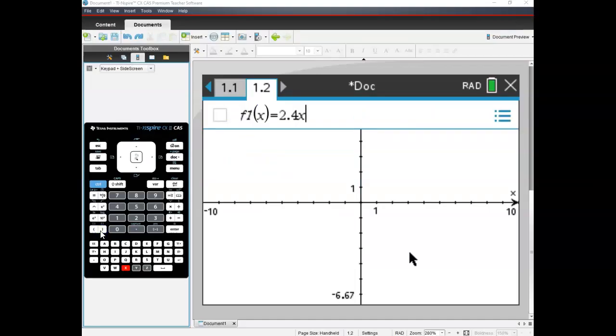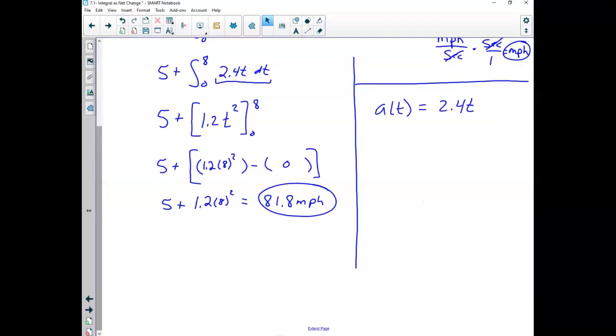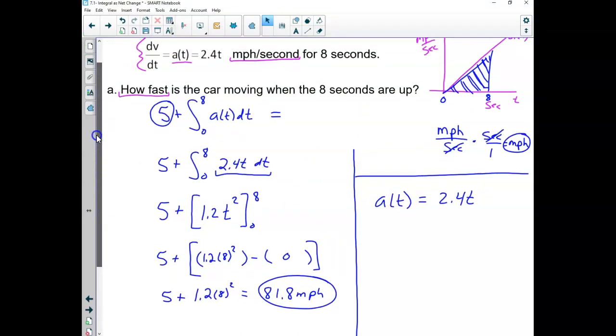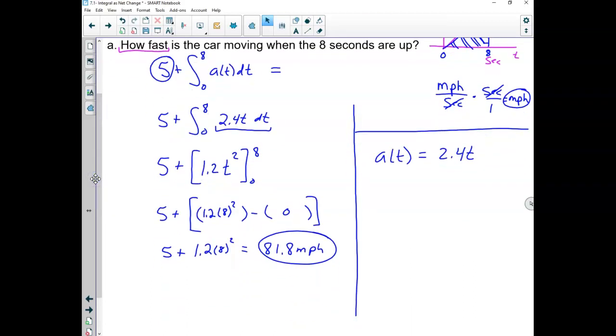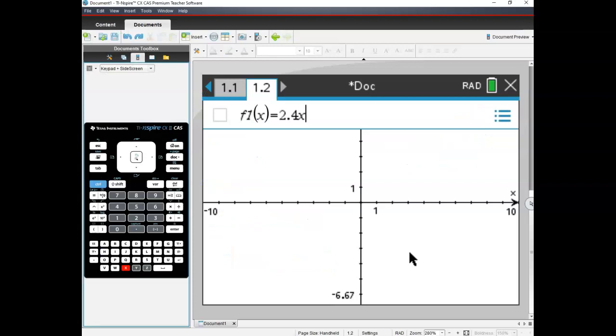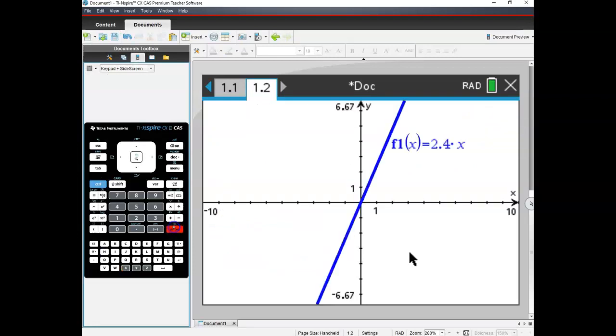Okay, so bottom line, what I'm trying to get across here is this: if they gave me a really ugly acceleration problem, one that was not an easy antiderivative to find, what would I do? Well, I would come to my calculator and graph that acceleration function. I want to be able to see the whole function, so I need to set my window. I only need to see 0 to 8, so 0 to 10 is good.